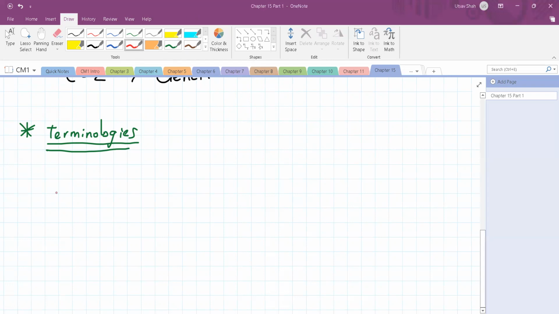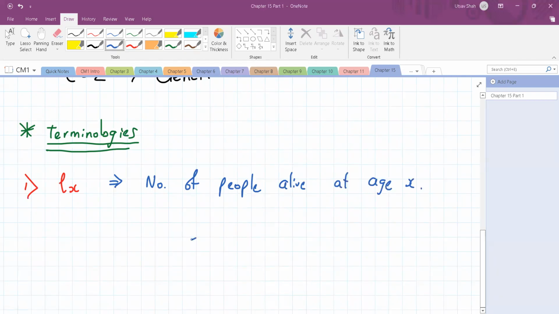The first one is called lx. What is lx? It is the number of people alive at age x. If I write l50 equals 60,000, that means at the age of 50 years, there are 60,000 people alive. Always remember that lx will always be greater than or equal to lx plus 1.